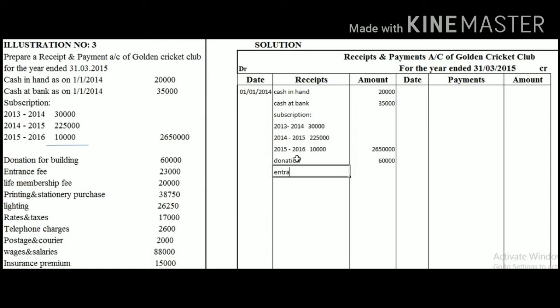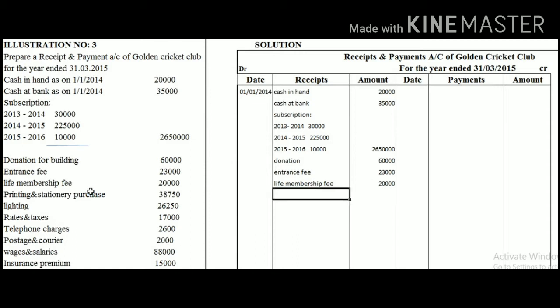And next item, entrance fee. Entrance fee is another receipt. So what is the amount of entrance fee? 23,000. And next item, life membership fee. Life membership fee is another receipt. So what is the amount of life membership fee? 20,000.